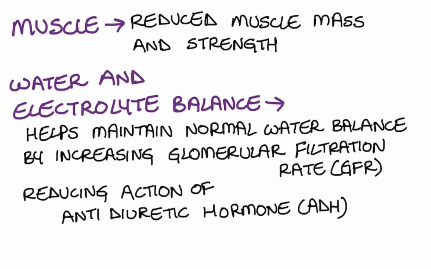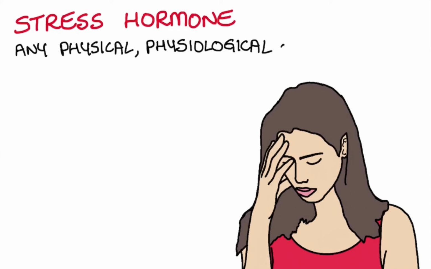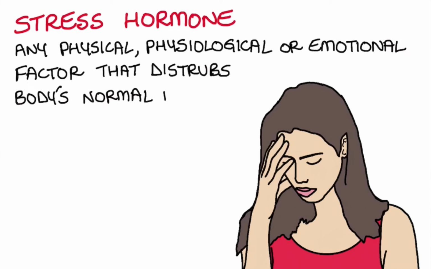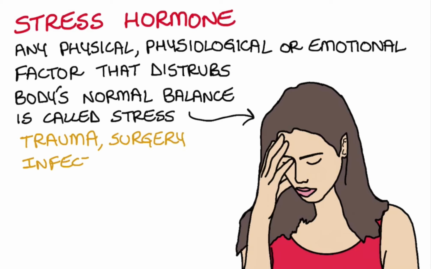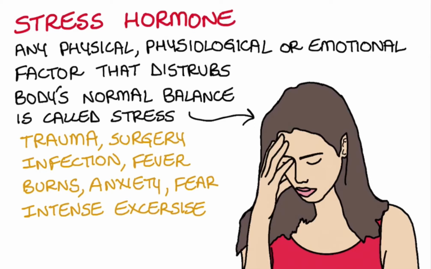Before moving to clinical correlation, let us understand why cortisol is called stress hormone. Any physical, physiological, or emotional factor that disturbs body's normal balance is called stress. Examples include trauma, surgery, infection, fever, burns, anxiety, or even intense exercise. So, as already discussed, stress stimulates the hypothalamus to release cortisol.